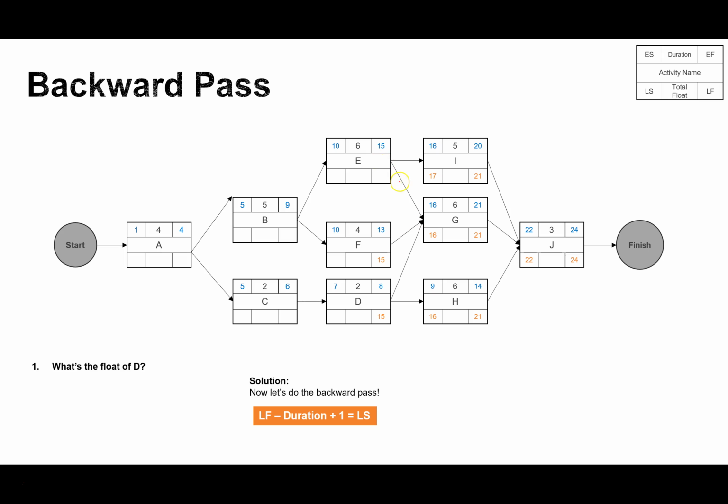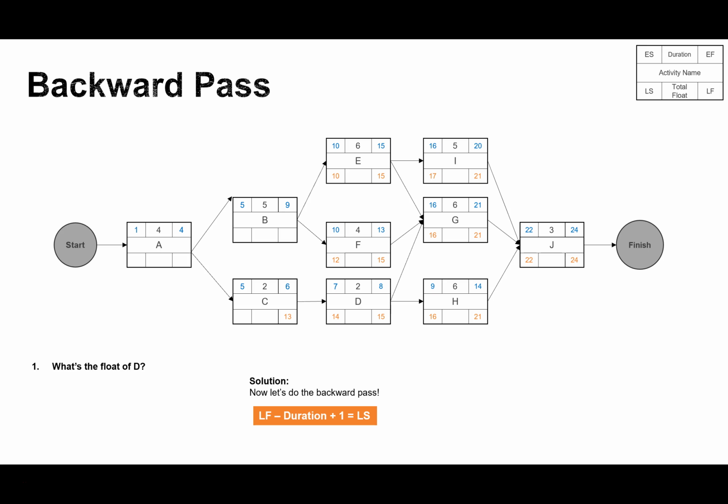And activity E has links to G and I, so I need to take the smallest number out of these two, which is the opposite than the forward pass, right? Where we took the largest number. Now I'm going to take the smallest number. So this means that activity G started on day 16, which is the earliest late start that I have. So activity D is going to end on day 15. Then I apply those formulas and I can find the late start for all those.